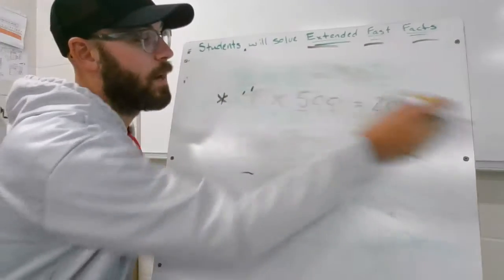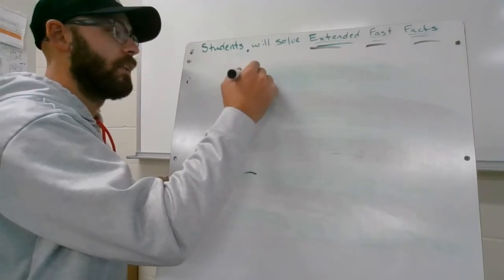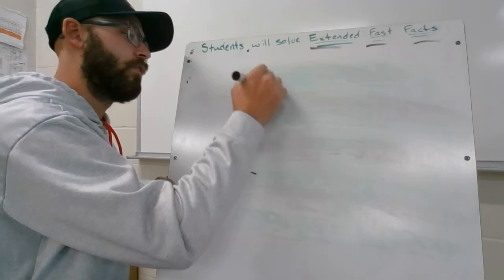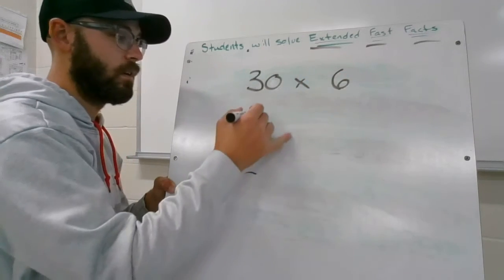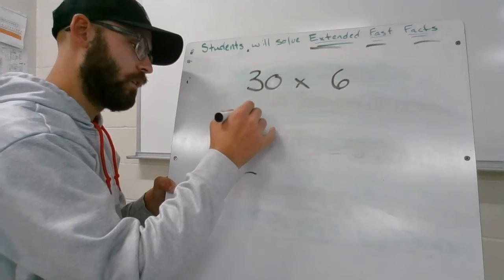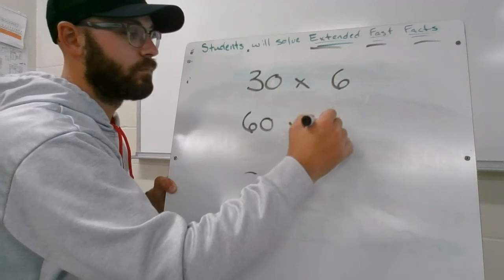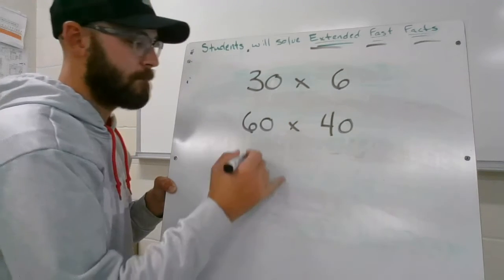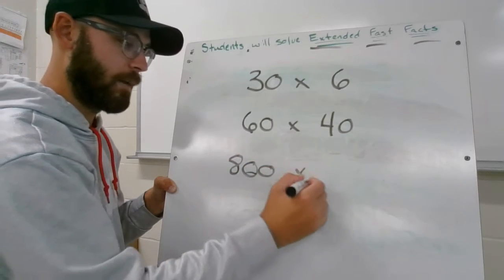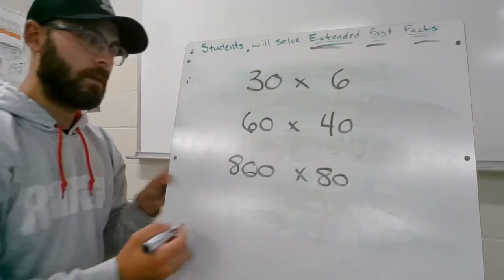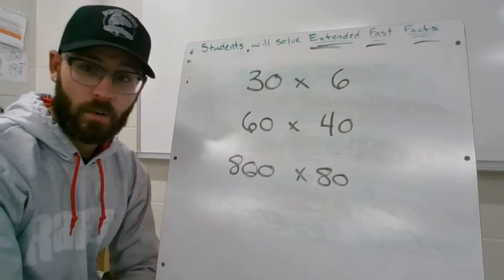So here are my 3 problems that I want you to try with a notebook and pencil. Let's try a 30 times 6. We could do 60 times 40. And finally, we'll do 800 times 80. Go ahead and pause the video and then try these problems out. Go ahead and do that now.